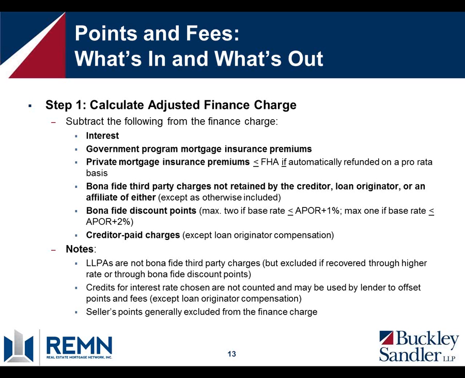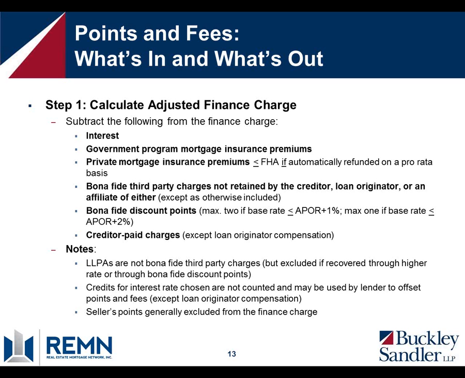Okay. Also, creditor-paid charges, with the exception of loan originator compensation. So anything the creditor pays for is out. And so that includes, if there's a premium pricing credit generated by the rate, the creditor can use that to pay down the points and fees, but except for, and the rule's very clear on this, except for loan originator compensation.